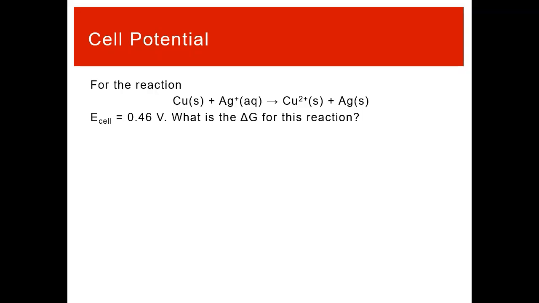So let's apply this, let's see it in action. For the reaction, copper plus silver cations gives us copper 2 plus silver. Hey, this was a reaction we've seen previously. E cell is equal to 0.46 volts. What is the delta G for this reaction? All right, so we got our reaction. We know what E cell is. We want to know what is delta G for this reaction.